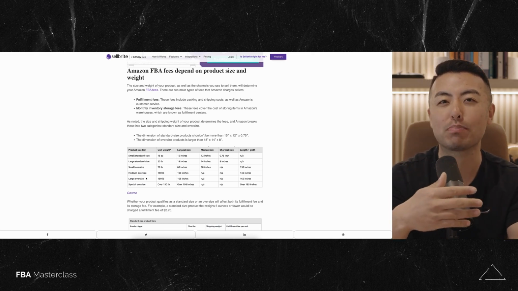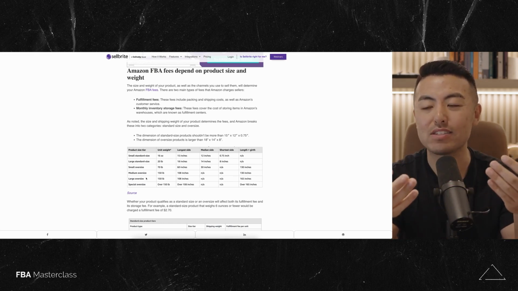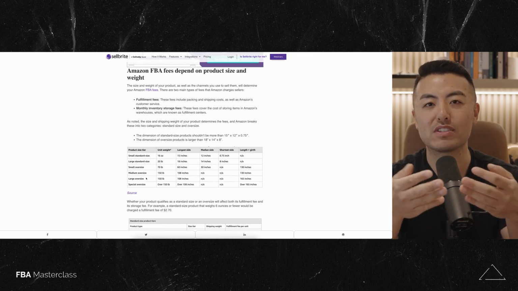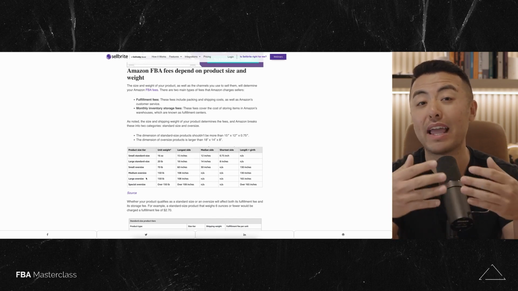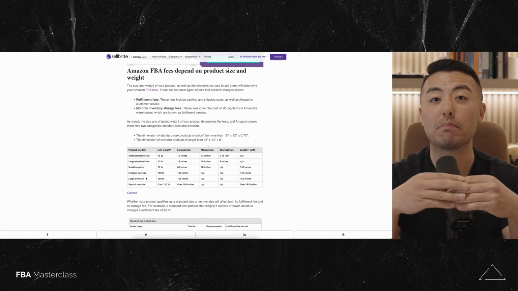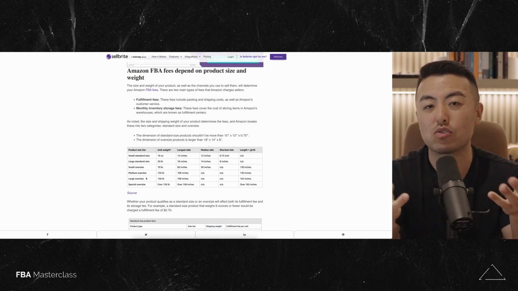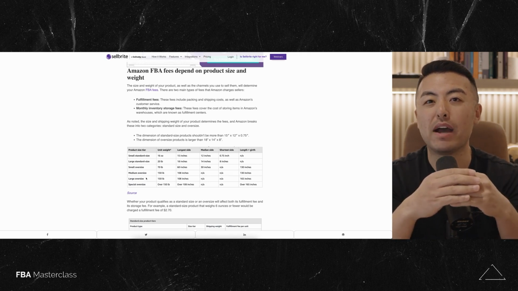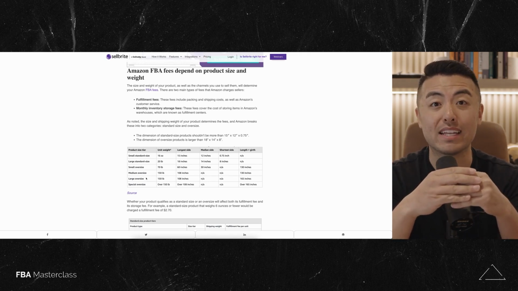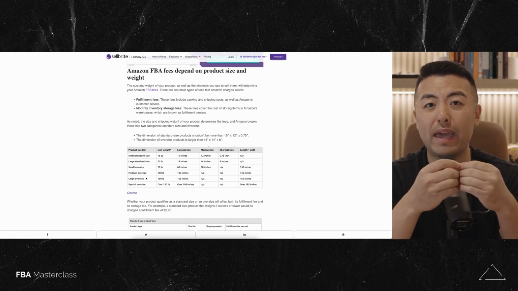But again, there's always pros and cons to things, right? And the downside of small oversize and medium oversize is the fact that you're going to probably have to pay more for storage. You're probably going to pay more for shipping. It makes sense, right? Just because you're selling a bigger item. But sometimes there can be a little bit less competition. So it all really depends on your budget.